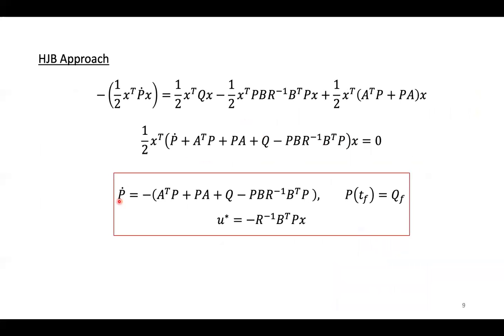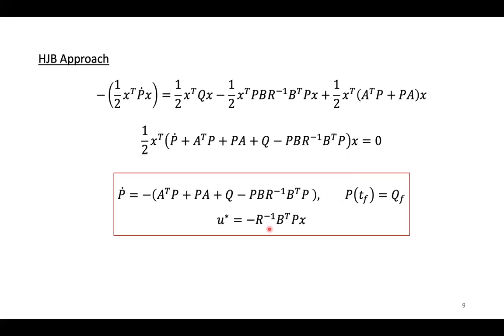And if you do that, you get the dynamics for your positive semi-definite matrix, which is P dot is equal to minus A transpose P plus PA plus Q minus PB R inverse B transpose P, which is called the famous differential Riccati equation. And now you can arrive at the terminal condition for the P matrix, which is again partial of V with regards to x is QF xF, and if you equate it to P at TF times xF, you get P at TF is equal to QF.